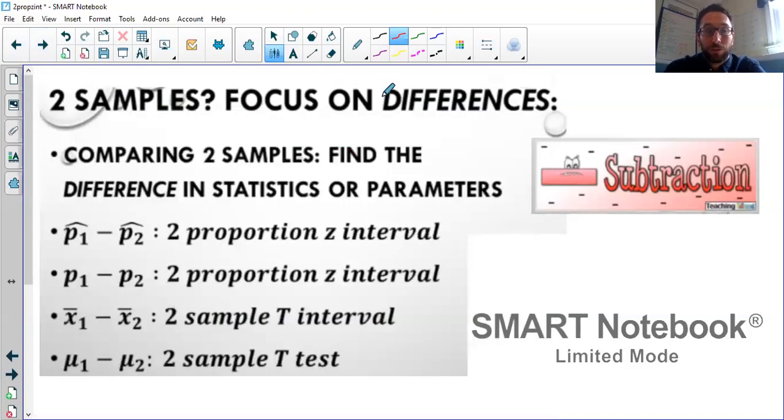And so we take a peek here. Uh-oh, typo. This is just showing us whether we're talking about a two proportion Z interval or a two proportion Z test or a two sample T interval, two sample T test. This stuff's coming up in the future working with means. These are just the different ways we're going to notate those differences in either stats or parameters, the P's and the Mu's.